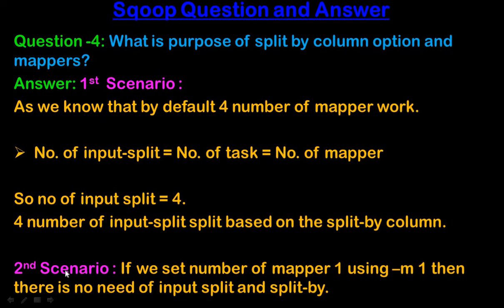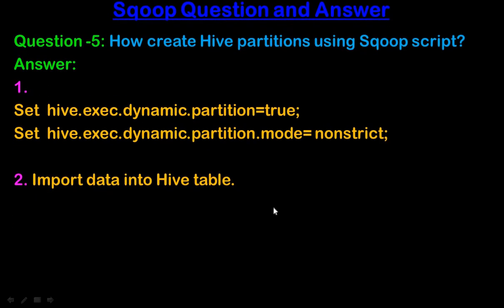The second scenario is if we set the number of mappers to 1. How can we set the number of mappers? By using -m space 1. Then there is no need for input split and split-by. If we set only one mapper to run, then there is no need to split the data because all data is processed by only one mapper. So now let's see the next question: how to create a Hive partition using a Sqoop script.